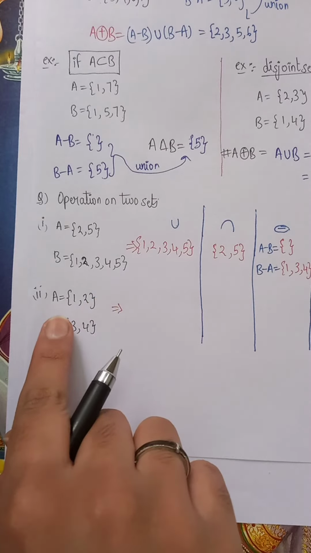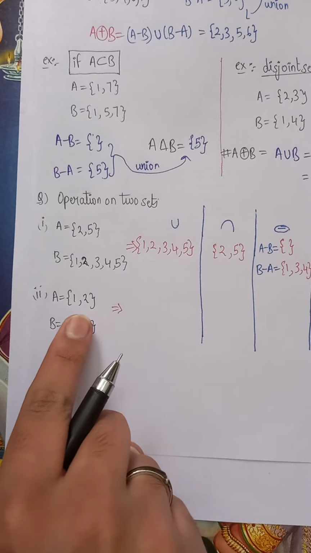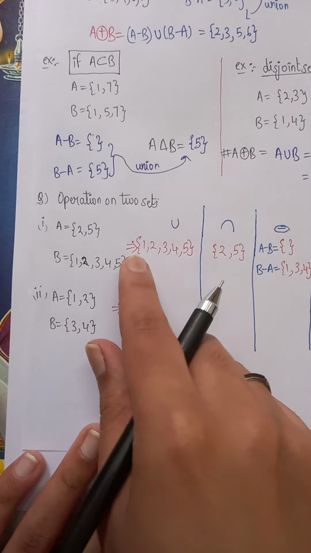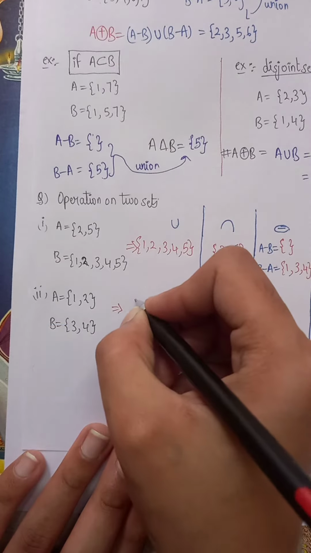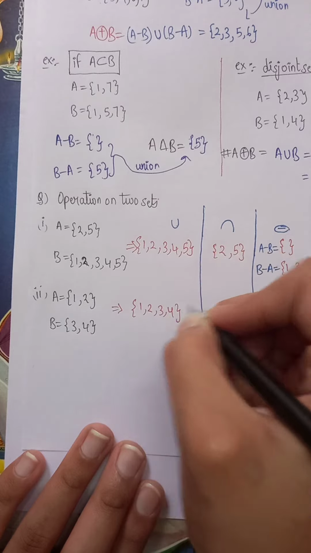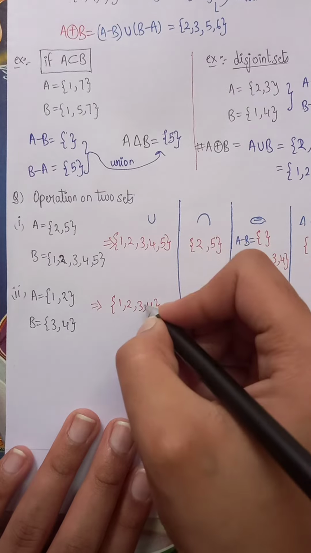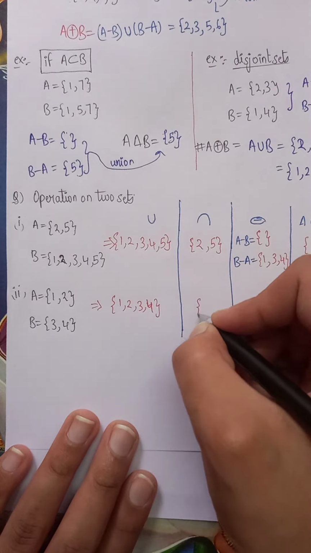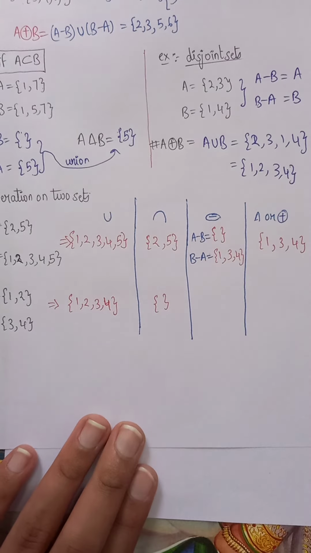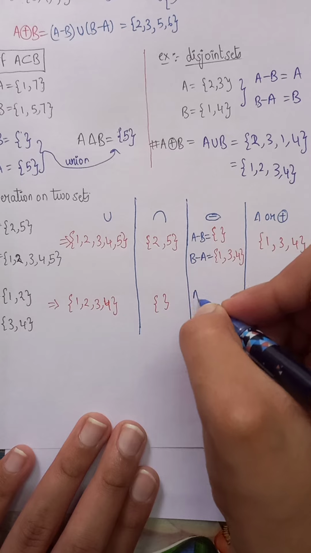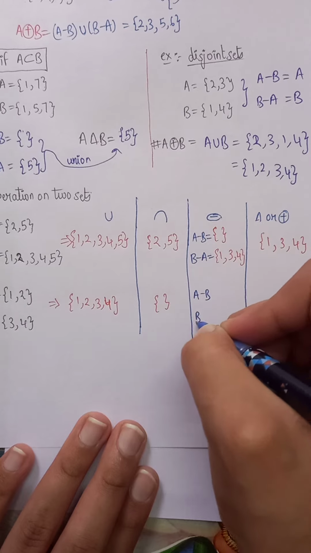Now next, set A is equal to 1, 2 and set B is equal to 3, 4. Take the union, we get 1, 2, 3, 4. Intersection: nothing is common, so it's an empty set. What about difference? Again, you have to take both A minus B and B minus A.